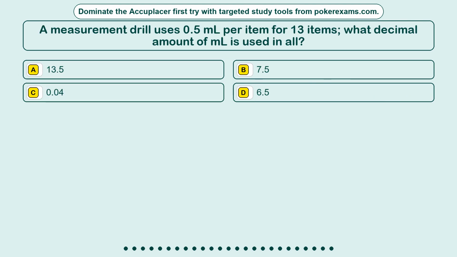Question 3. A measurement drill uses 0.5 ml per item for 13 items. What decimal amount of ml is used in all? Option A, 13.5. Option B, 7.5. Option C, 0.04. Option D, 6.5.